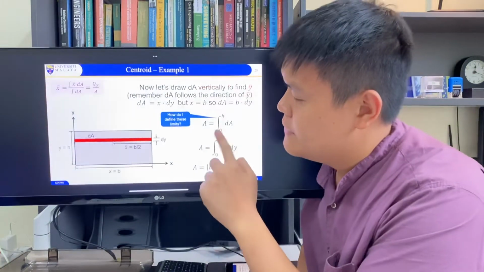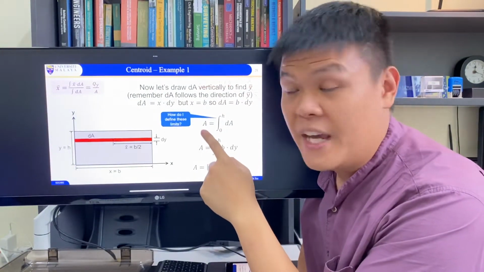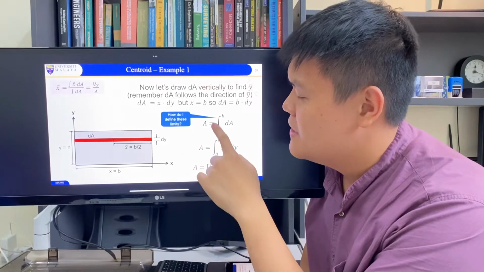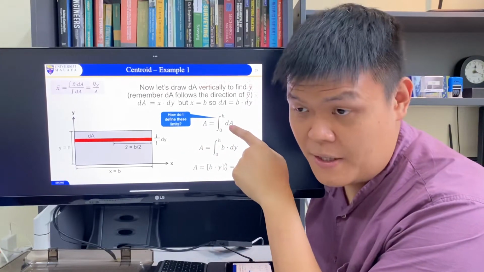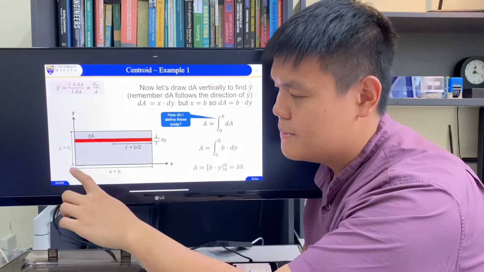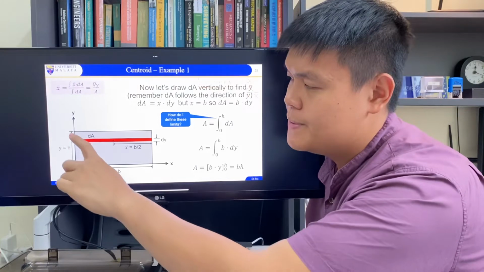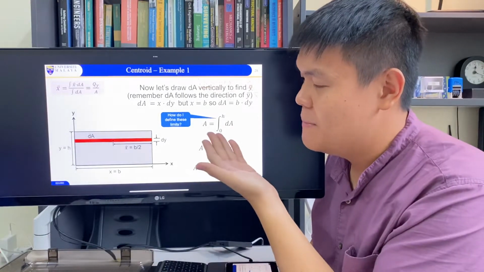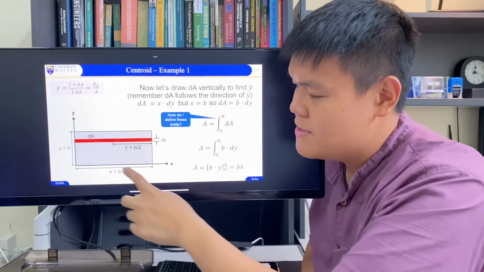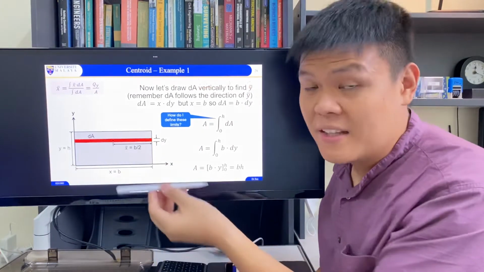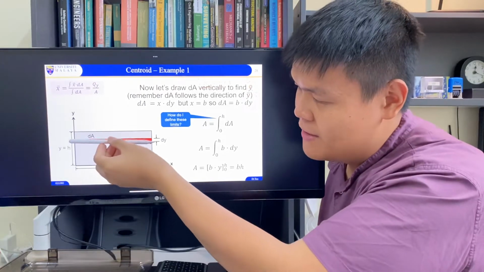So apply this equation to find A first, because we don't know what A is. So A is the integral of dA, but what are our limits? We are going from 0 up to y. Now how do we define the limits? Why don't we take from 0 to b? Because look at the area that we have drawn.